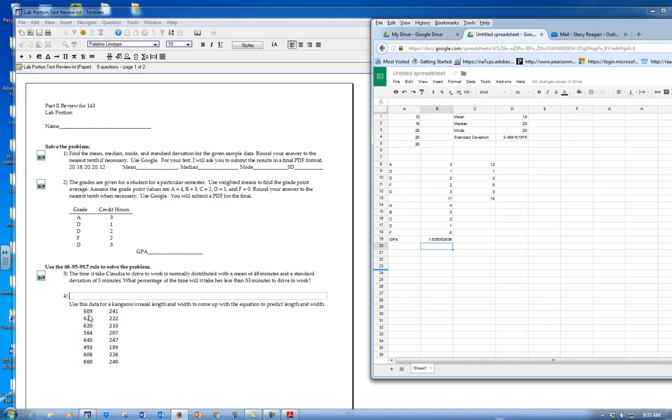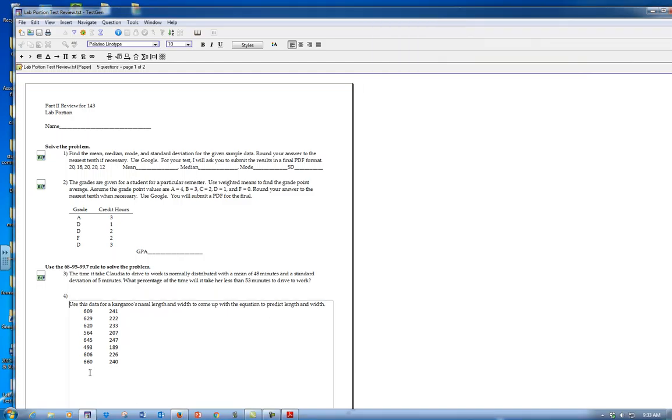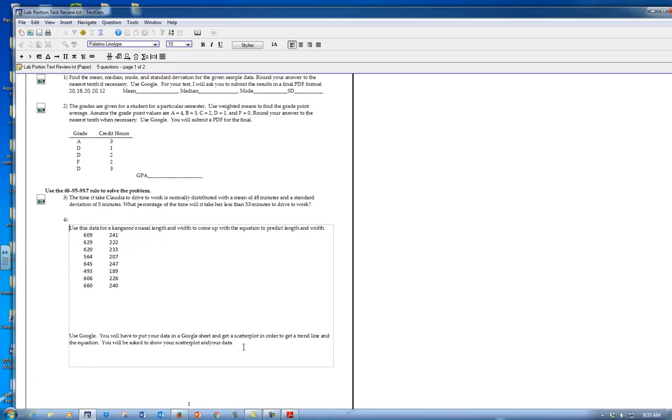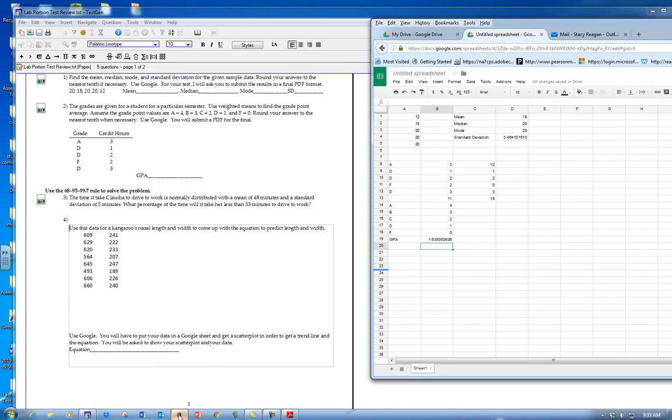For number 4, I ask you to use this data for a kangaroo's nasal length and width to come up with the equation to predict length and width. You will have a blank, so scroll down so you can see it. You will have a blank here that will say equation, and that's what I'm asking you for on this one. However, in order to get that equation, you're going to have to do a little bit of work. So you're going to need to put the data in. So we're going to just type our data in.